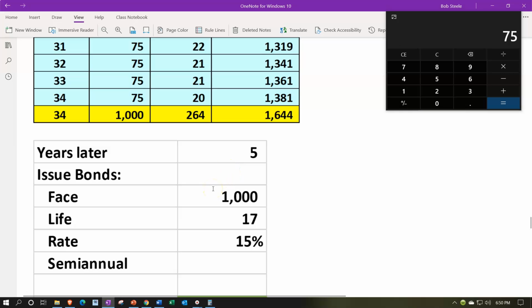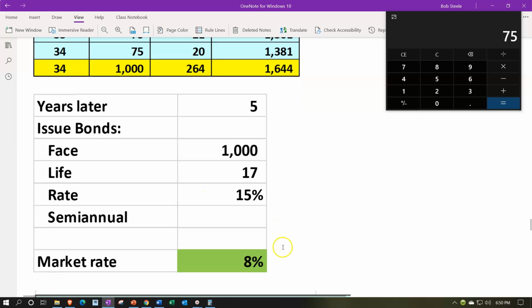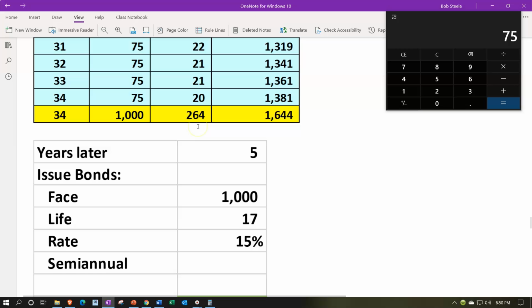Note it's higher than the 1,000 down here, which would be the face amount, due to the fact that we're going to issue it at a premium because the 8% market rate is lower than the rate that's on the bond, which is the 15%. But we did this kind of magically here in Excel, so now we've got to calculate this again.